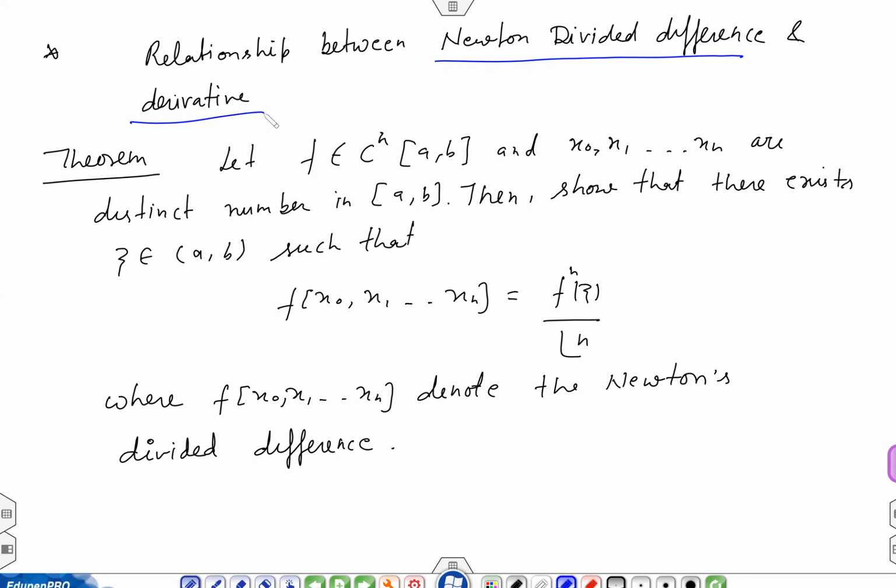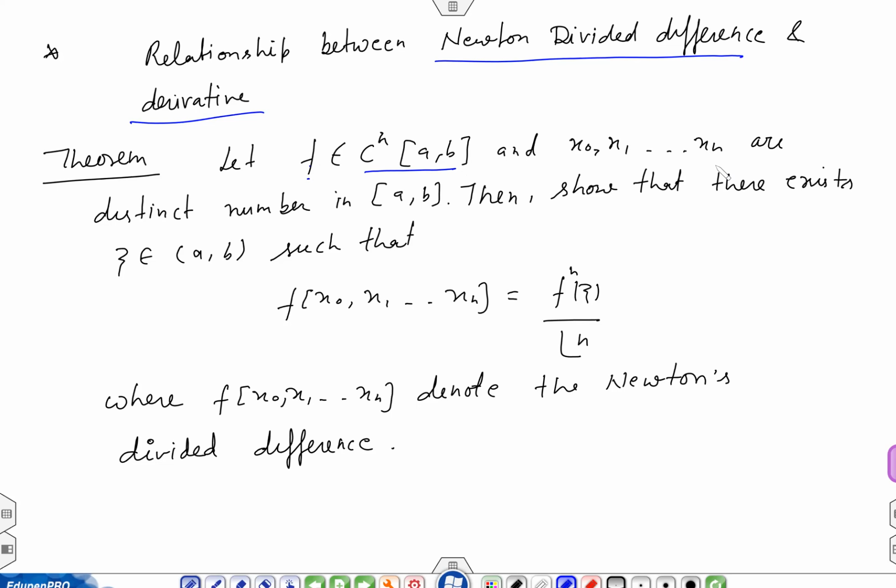Let us explain with the help of this statement. f is a function belonging to C^n[a,b]. C^n[a,b] का मतलब क्या है? This function is n times differentiable, and the nth derivative of the function is continuous inside the interval [a,b]. That means the nth derivative of the function exists inside the interval [a,b], and that is continuous.